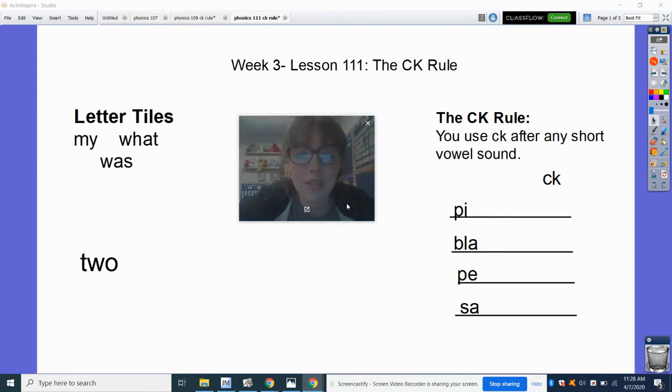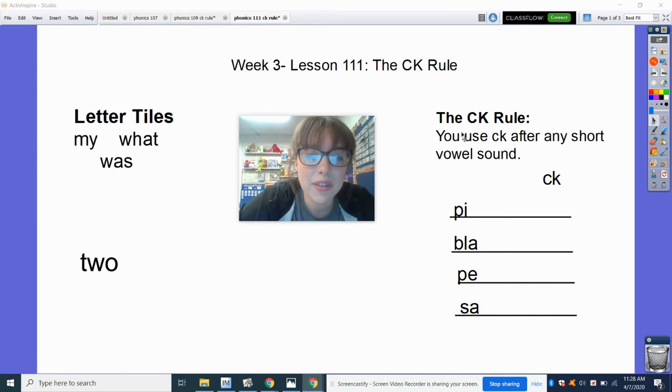The first thing we're going to do is talk about our CK rule again. So now that you're back, we're going to go over the CK rule. The CK rule says that you use C and K put together after any short vowel sound. And when you put C and K together and 2 letters come together to make one sound, what's that called? That's called a digraph.